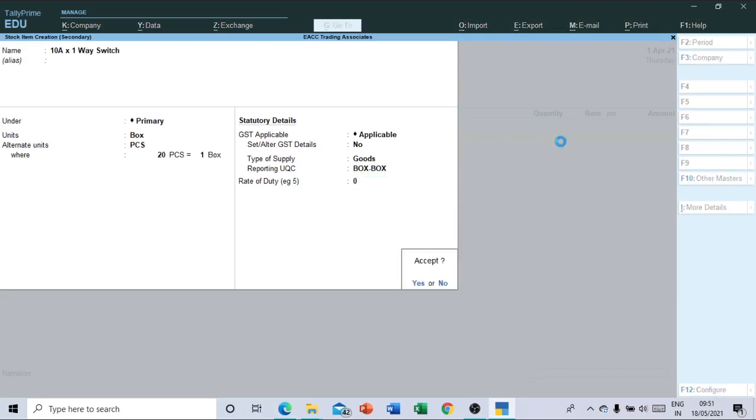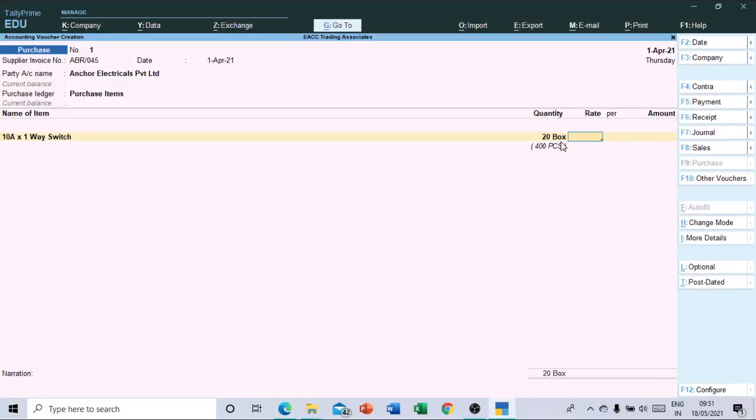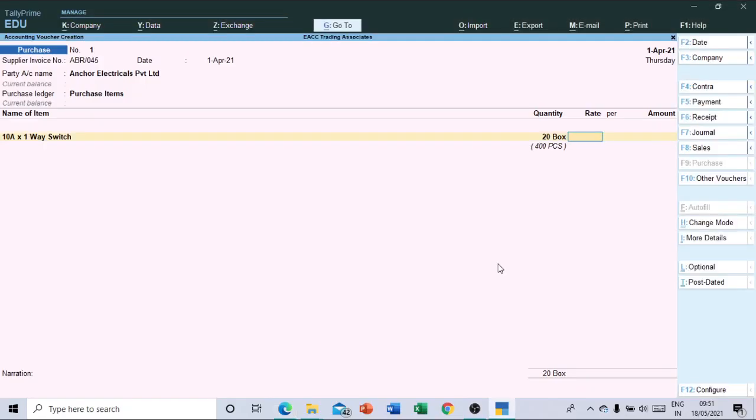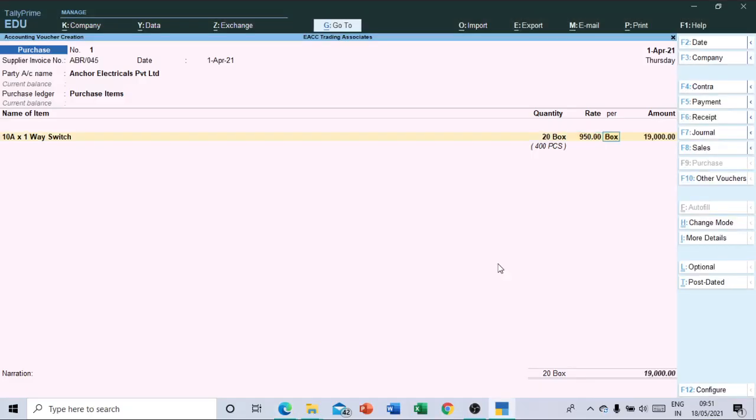OK, I will say quantity कितना है, that is 20 बॉक्स। अब देखिए जैसे 20 बॉक्स कर रहा हूँ नीचे 400 पीसेस अपने आप आ गया। तो कन्वर्जन फैक्टर ऑल्टरनेट यूनिट ऑफ मेजरमेंट का फंक्शन यही है कि मैं 20 बॉक्सेस को ऑटोमेटिकली पीसेस में कन्वर्ट कर रहा हूँ और फिर यहाँ पे मुझे पर बॉक्स देना है तो 950 पर बॉक्स comes to 19,000. अब यहाँ पे एक और कॉन्सेप्ट समझ लीजिए because this is the first time whereby you are passing an entry with the GST.